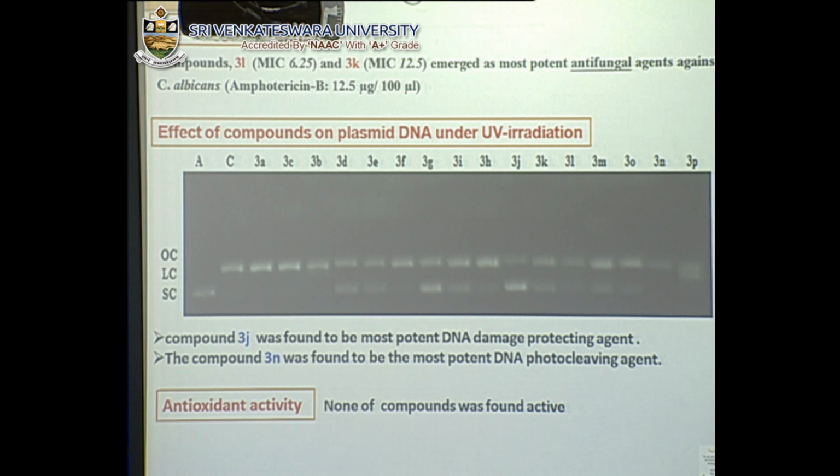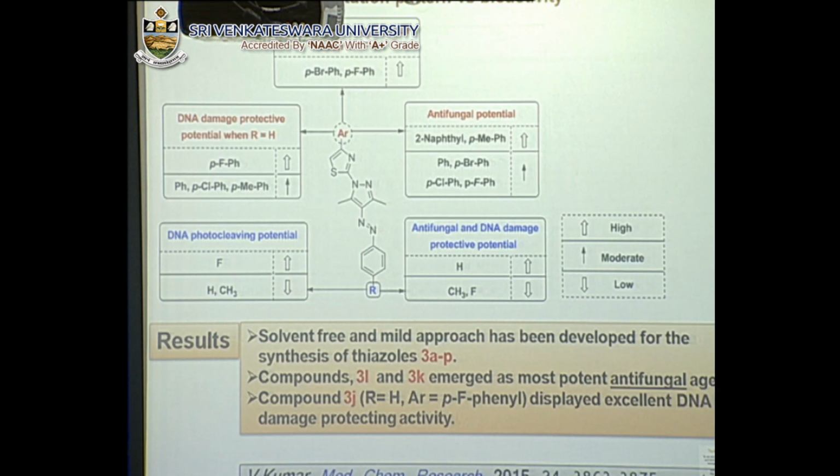So these are some biological results, and this one is the substitution pattern and the results obtained from these studies. The solvent-free and mild approach has been developed for the thiazole, and 3L and 3K emerged as the most potent antifungal agents. The compound 3J displayed excellent DNA damage protecting activity.